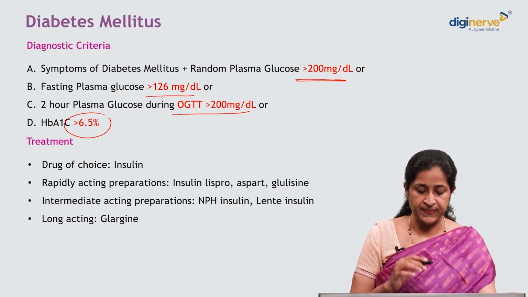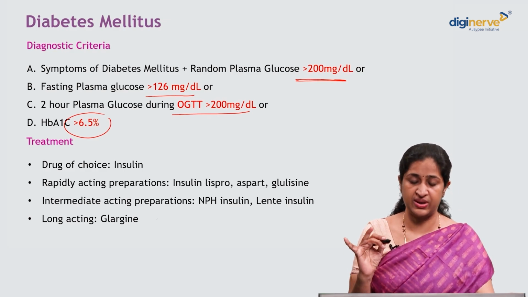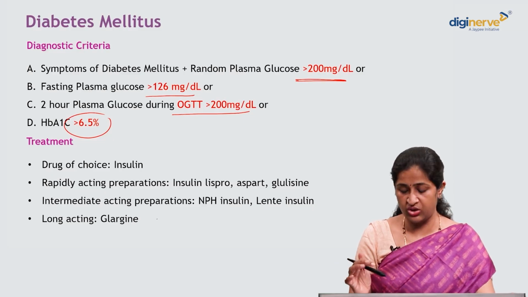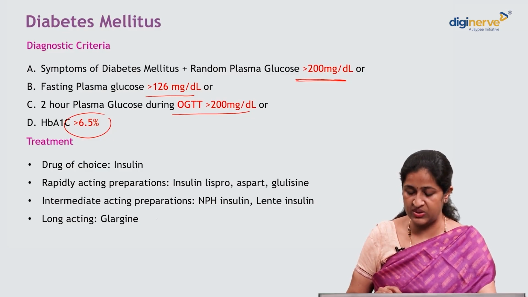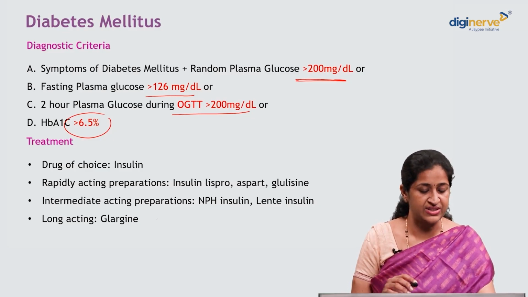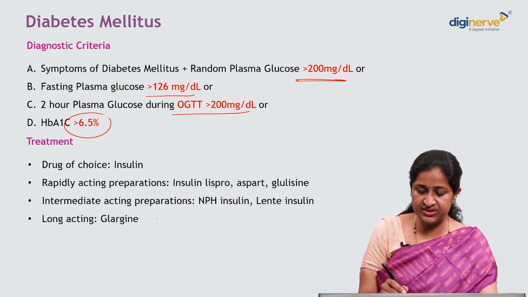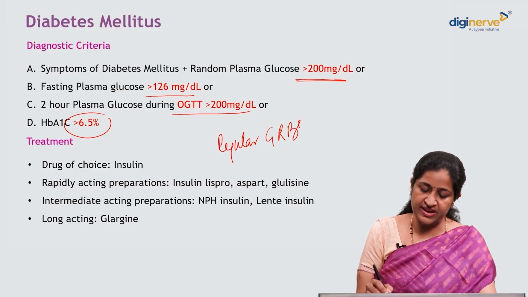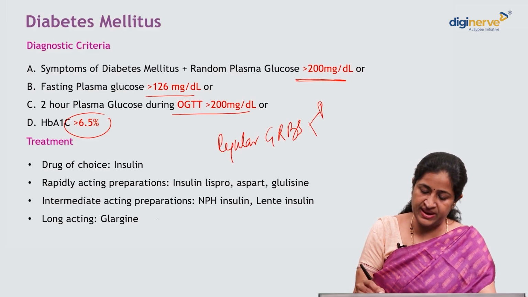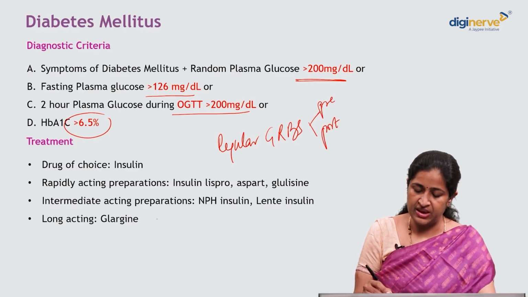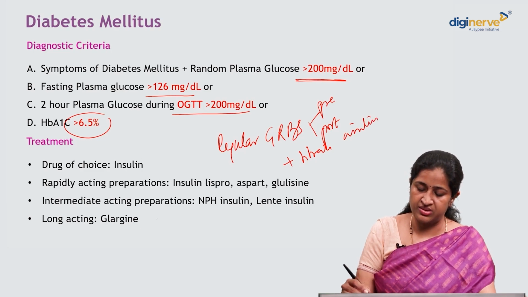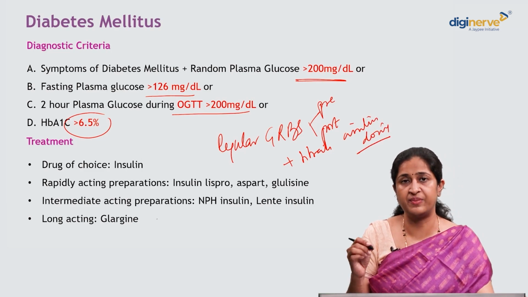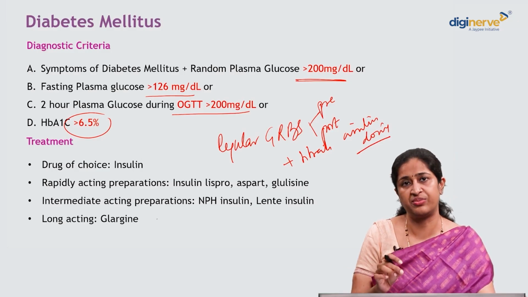Treatment of choice is insulin. Rapidly acting insulins are lispro, aspart, and glulisine. Intermediate acting are the neutral protamine Hagedorn insulin and lente insulin. Long acting is insulin glargine. Now always with regular GRBS monitoring pre- and post-meal, plus titrating the insulin dosing. So the insulin dosing has to be titrated based upon the pre-meal GRBS.